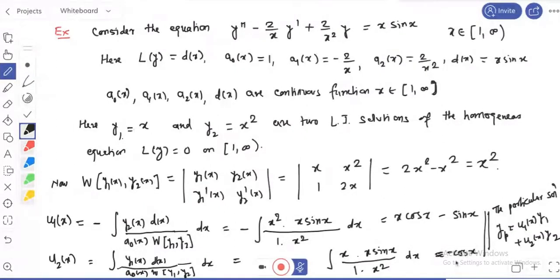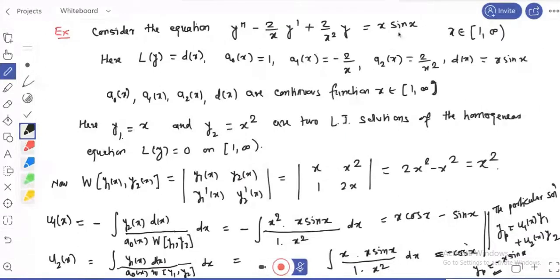Okay, this is minus cos x. So if you multiply by y2 here, this is x square, so this is x square cos x, and here this is x square cos x. So these two terms cancel out, and simply you have the x sin x term. So if you multiply here, you get yp. Yp is equal to minus x sin x. Okay, so this is your particular solution of that problem.